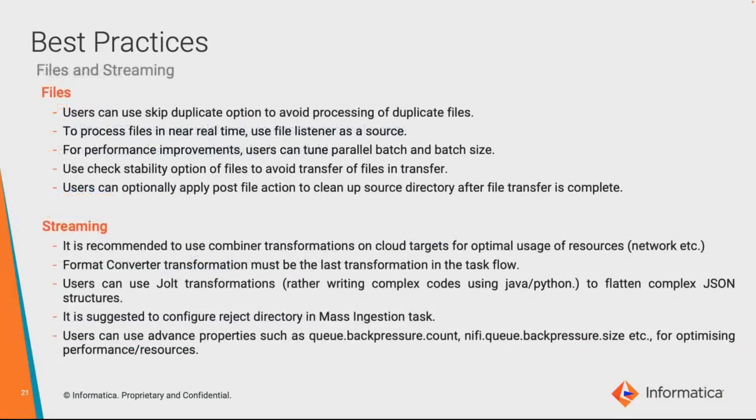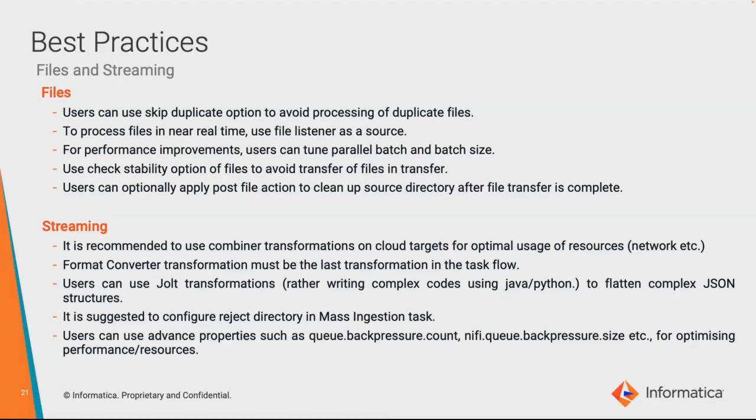Now, these are some best practices for files and streaming specifically. So I won't go into detail of each one of those. I'll just cover some important ones over here. If you want to process the files in near real time, file listener would be a good choice, which can be used as a source. Performance is one of the key areas which users look for. So users can always tune parallel batch and batch size on their end in order to have the performance improvement taken care of.